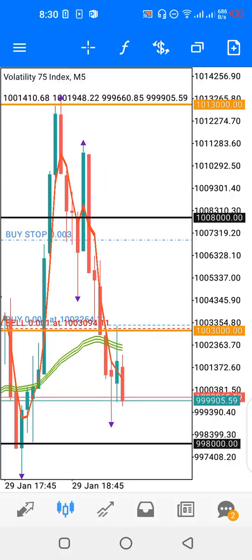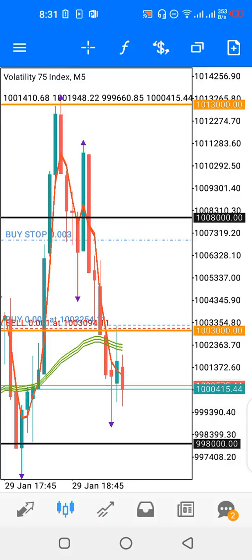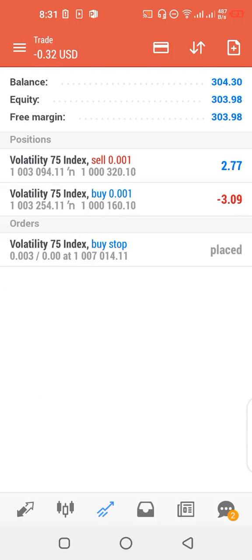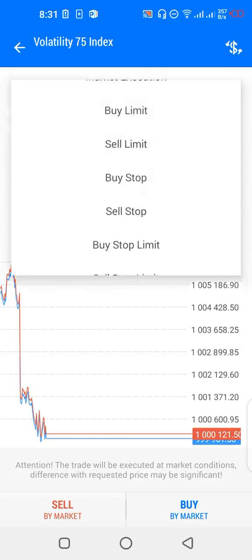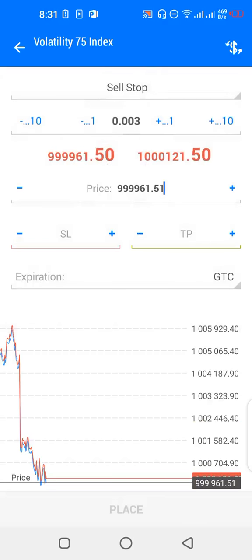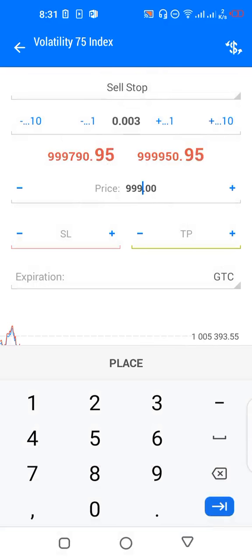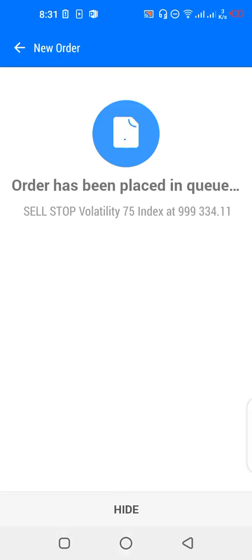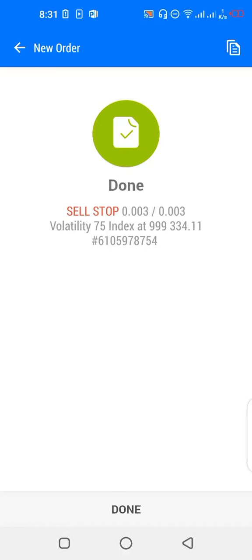Okay, now for the buy trade, I should be having a sell stop at 1003254.11. That's the buy trade. The sell stop will be 993334.11. That's my sell stop.